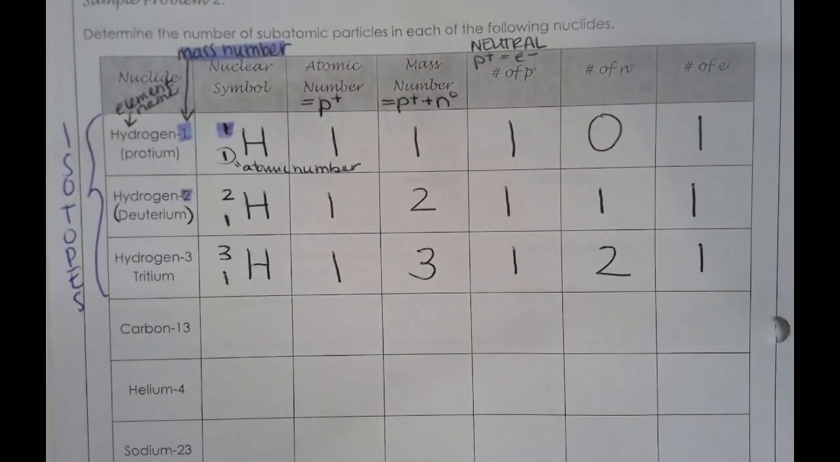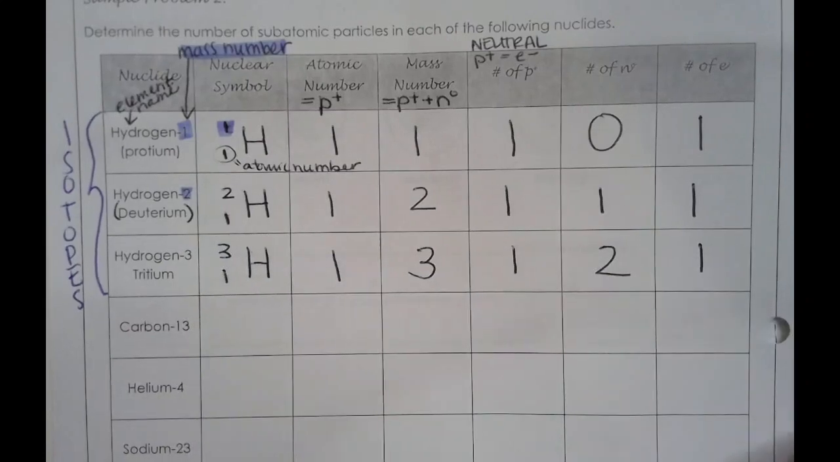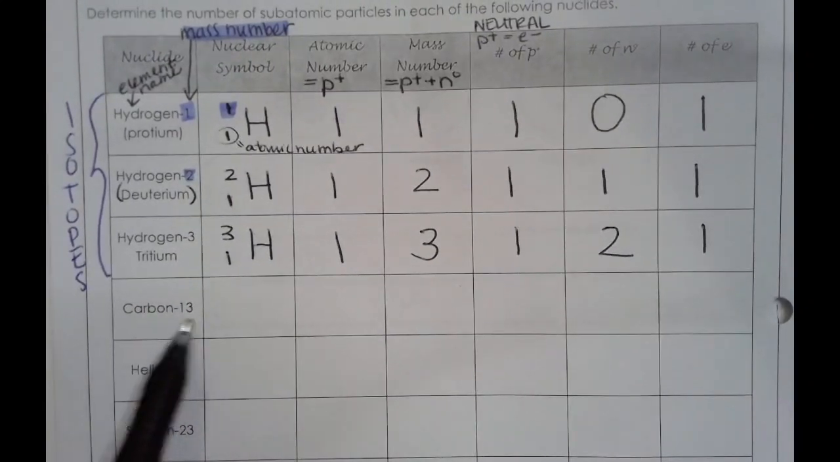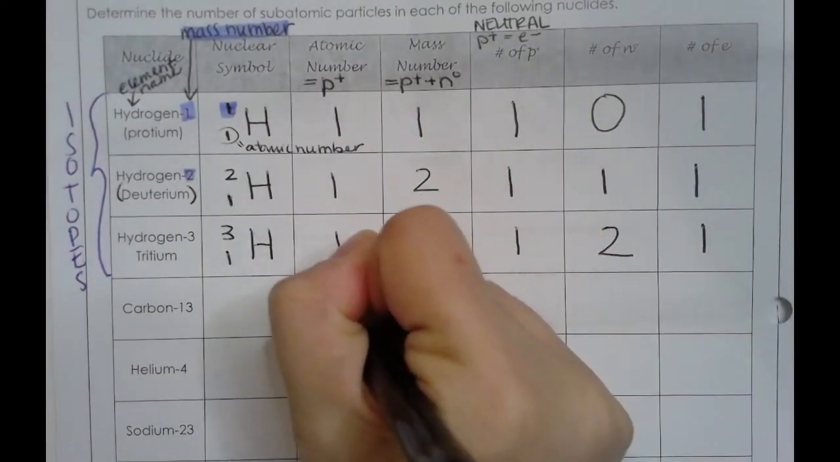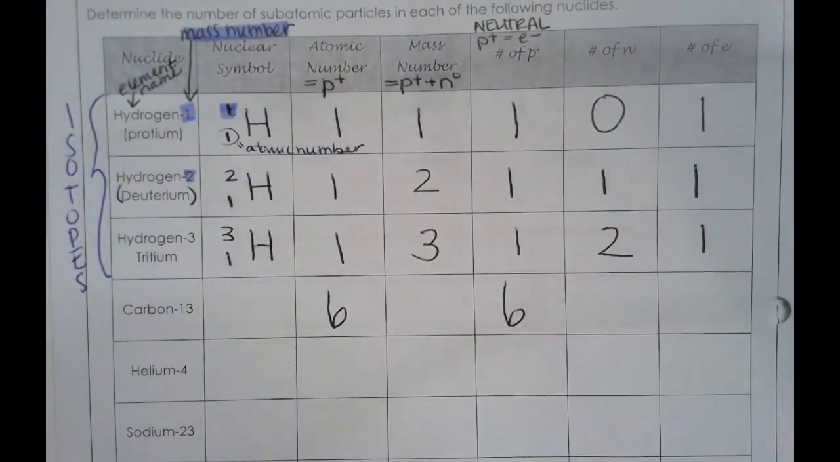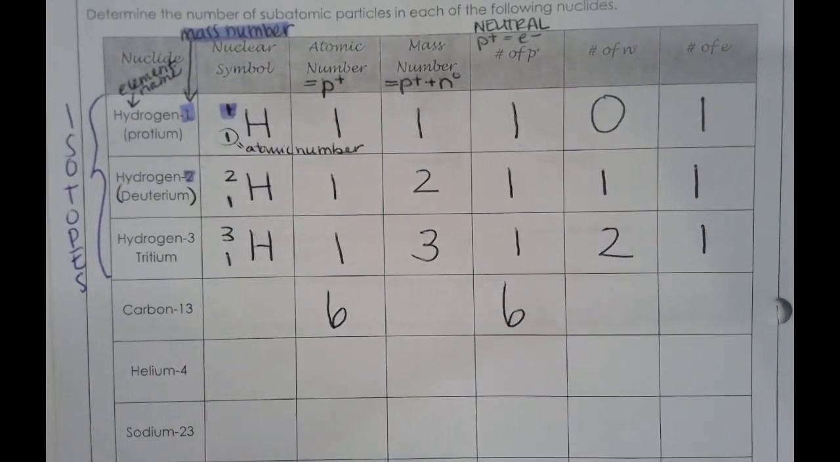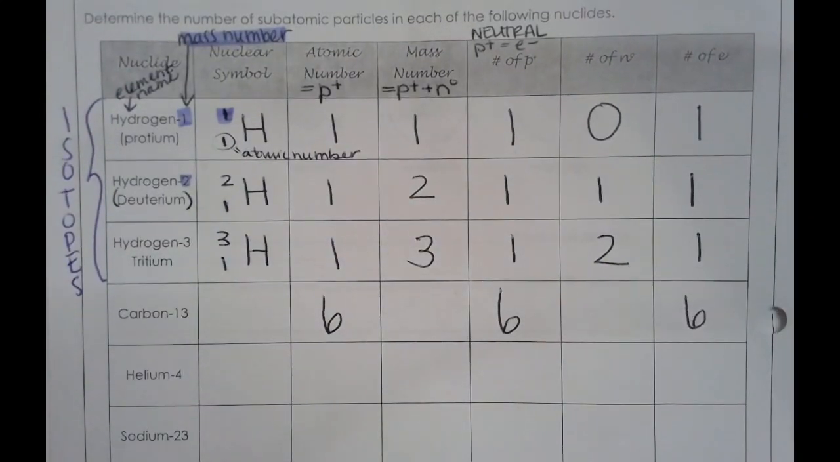So, these are all isotopes. Same element, different masses. Here's a different one. So carbon 13. Let's look up the atomic number. Carbon's atomic number is 6. By definition, that's how many protons it has. And because it's a neutral atom, that will be equal to the number of electrons. Now, they're not always going to be neutral. In Chem 1, though, we just like to make life easy. We'll consider protons always equals electrons.